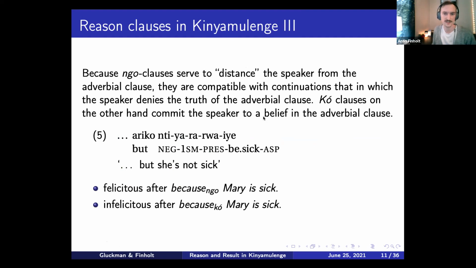And so because of this distancing effect that we see with ngo, ngo reason clauses are actually compatible with contrastive continuations in which the speaker overtly denies the truth of the adverbial clause, like in 5. That is, we can follow "John went to the hospital because Mary was sick" with "but she's not sick", so long as "because Mary was sick" is introduced by ngo. Conversely, with a ko clause, we find that 5 is infelicitous. Ko clauses seem to commit the speaker to a belief in the adverbial clause and are therefore incompatible with these sorts of contrastive continuations in which the speaker overtly denies the truth of the adverbial clause.